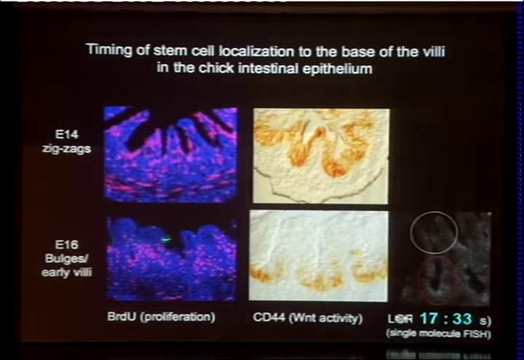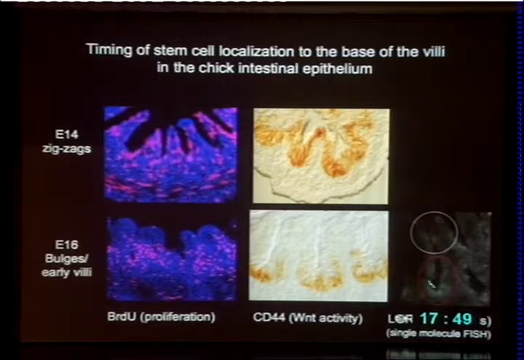When you start getting bulges, number one, the Wnt niche is now only at the bottom of each of these structures. Number two, proliferation disappears at the tips of the villi. And number three, you can look at a stem cell marker, LGR5, and show that it also is moving from the tips down to the base.